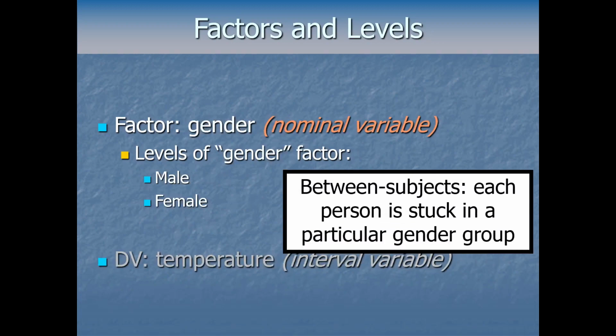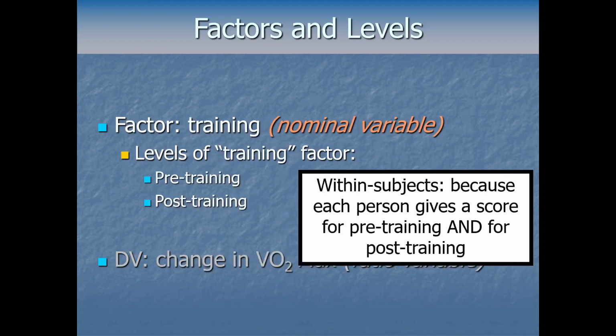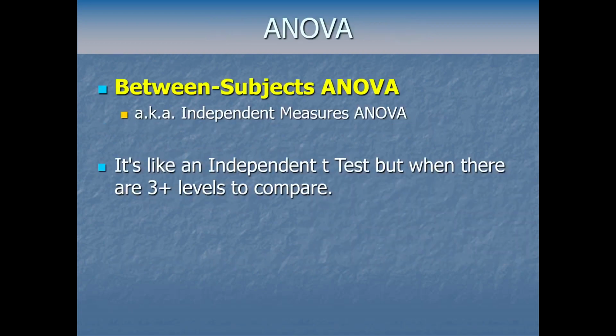Now for gender, it's between subjects. You're comparing between those 2 levels, but one person doesn't really show up in both groups. For the training example, though, where everyone got the training and we measured their before score and their after score for the same people, that means training here is a within subjects factor. Each person shows up in both levels of this factor.